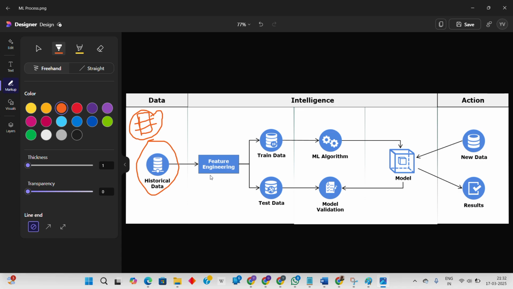Okay, randomness is okay. Randomly 80% of your entire historical data goes to the training, 20% randomly goes to the testing. And then machine learning algorithm. Second step you can see machine learning algorithm. Machine learning algorithms means here there are four types of machine learnings.